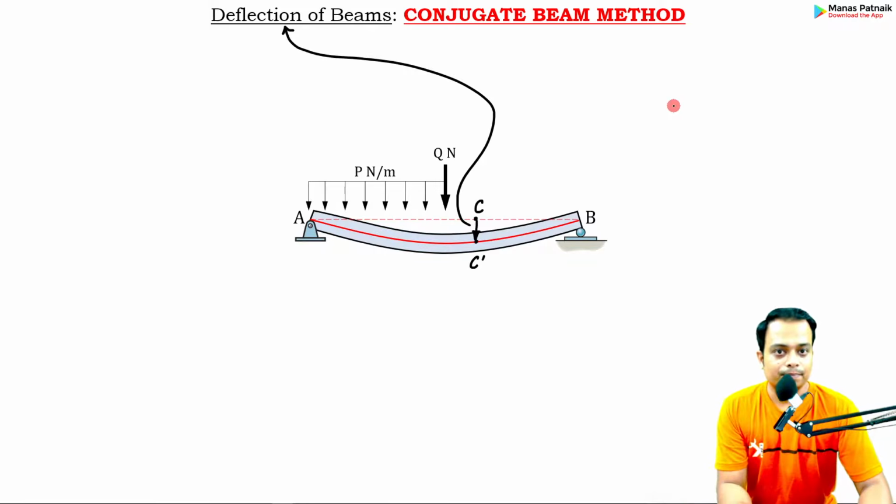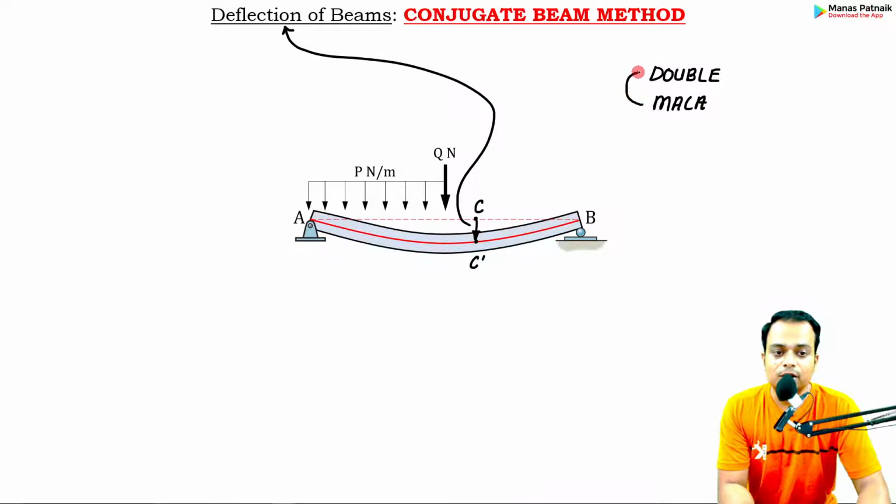So far there are three calculus based techniques that we've learned. One is the double integration method. The second is the Macaulay method, which is an advancement on the double integration technique. And the third, which was very popular, is the moment area method. The technique that we are going to learn today, the conjugate beam technique, is a subcategory of the moment area method. This is going to be very interesting.